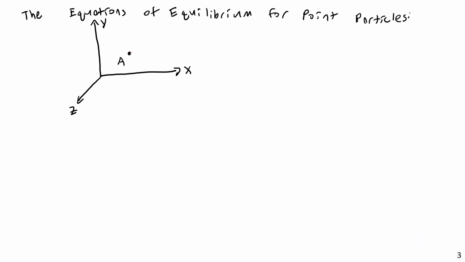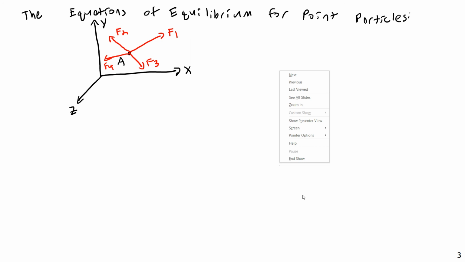So maybe I have F1, F2, F3, and F4. Each of these would be a full force vector like we've seen in lecture 3. And they'd each have their own x, y, z components, their own magnitudes, their own unit vectors, etc. F1, F2, F3, and F4. Now, in order for this to be in equilibrium, all of these forces must be in balance.